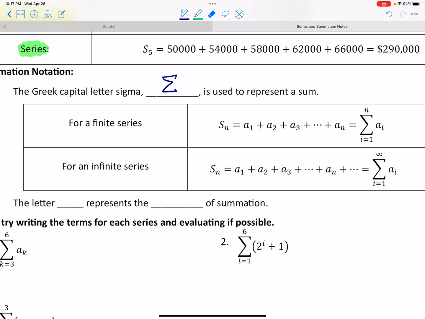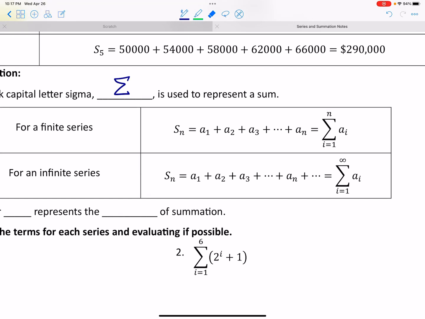So we're going to see sums in two forms because we have two different types of sequences. We have sequences that are finite or countable. We have sequences that are infinite or uncountable. So we have a summation notation for each version.